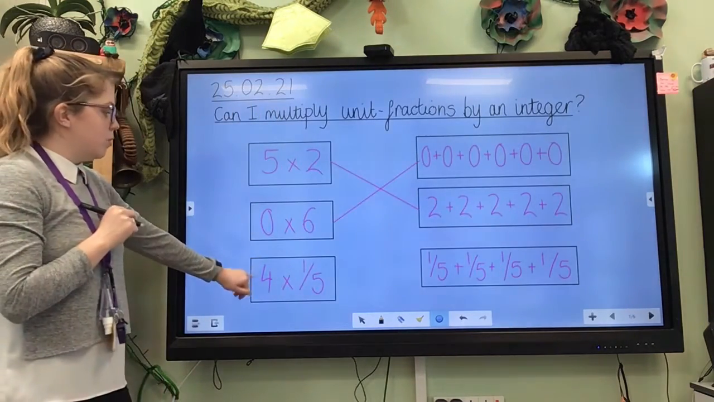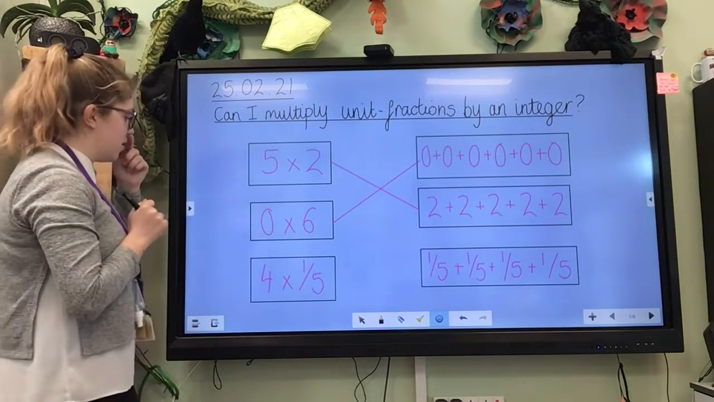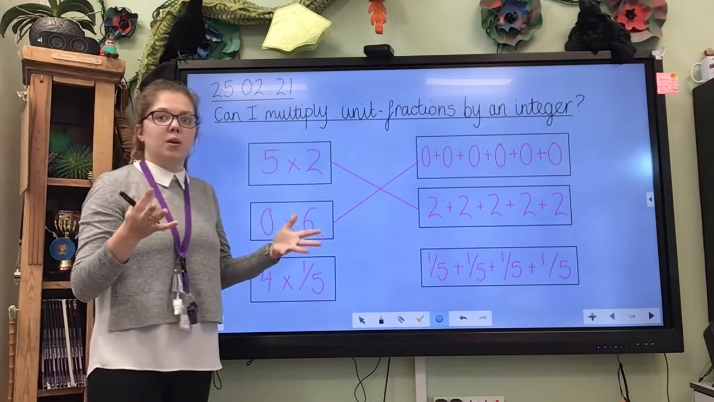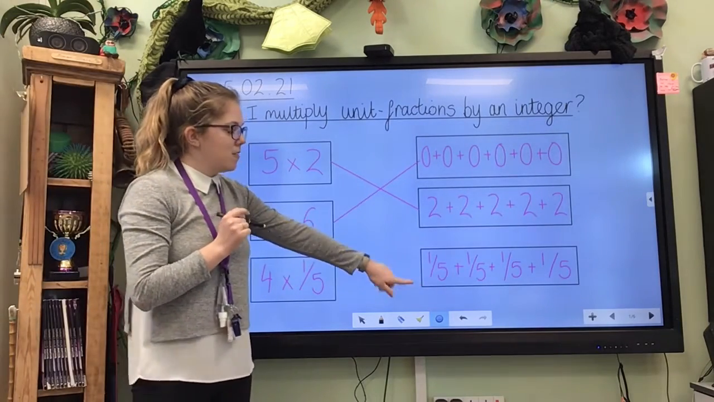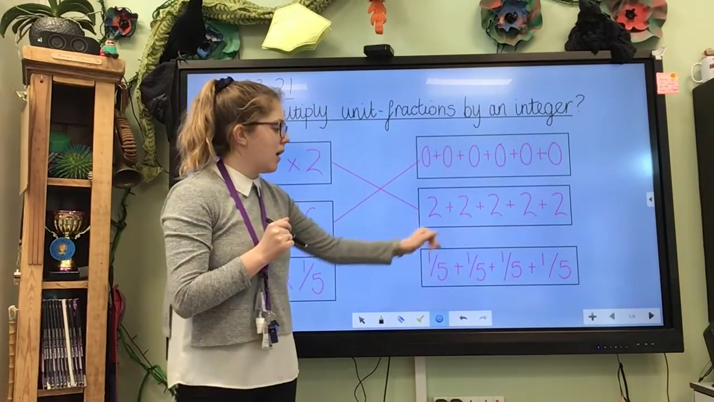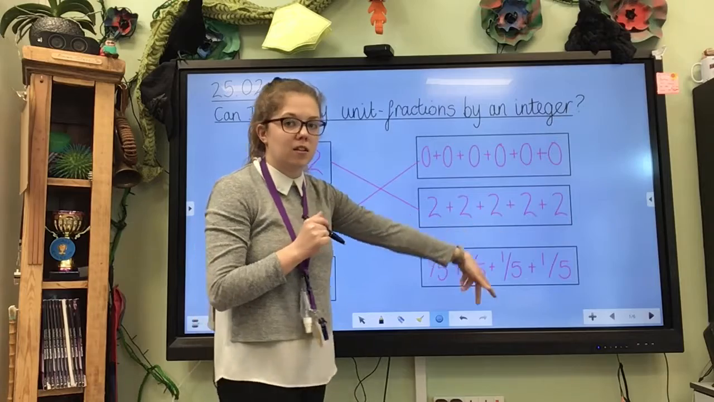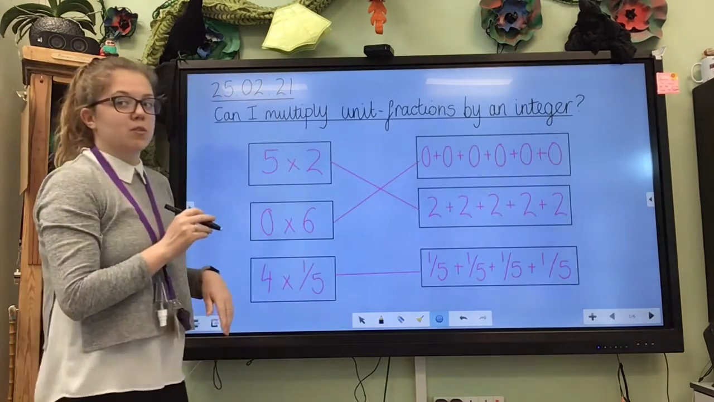And the last one was 4 times 1/5, or 4 times a fifth. And you might have gone, oh, what am I doing? I can't multiply a fraction. But as you can see, the one that we've got left, 4 times a fifth, is simply saying you're adding 1/5, add another fifth, add another fifth, add another fifth. Okay? And we're going to look into that in a bit more detail now.